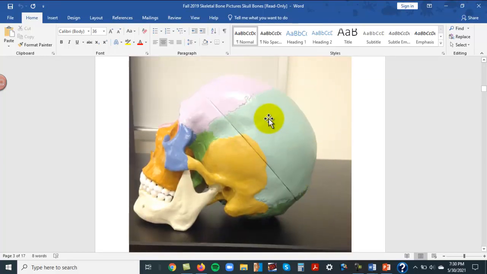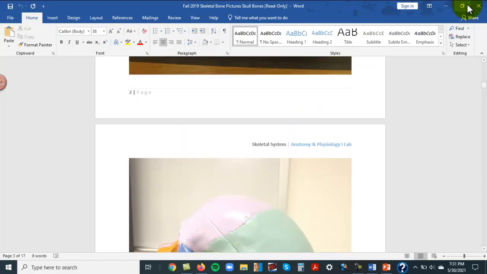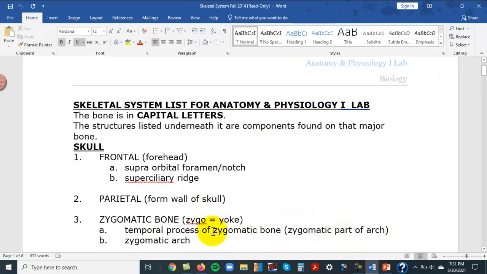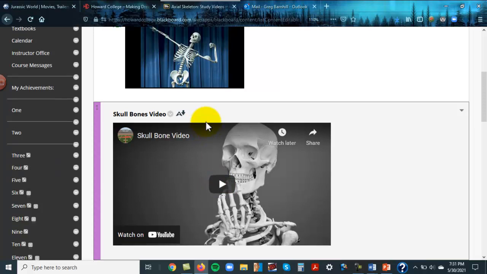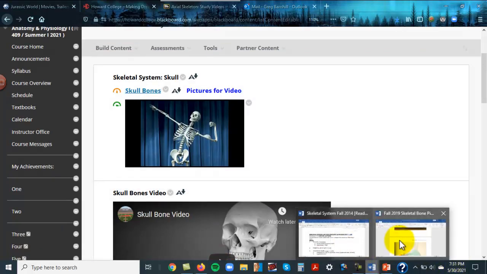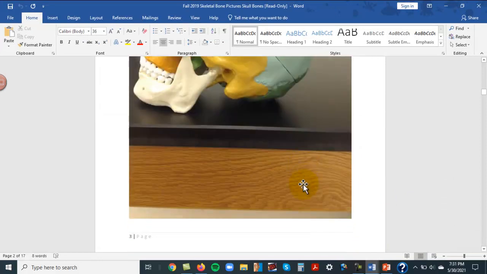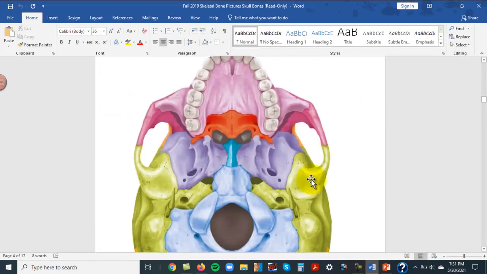So here's a side view. These are the parietal bones, temporal bone, zygomatic arch, mandible, mandibular condyle, coronoid process, all these things. But you need to, not only do you need to look at those, but these videos go through every picture. So these are going to be the actual pictures that are going to be on your lab exam.